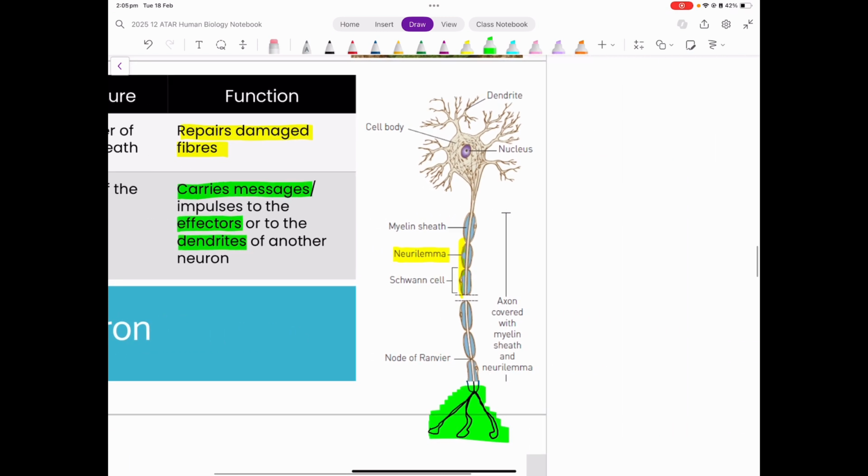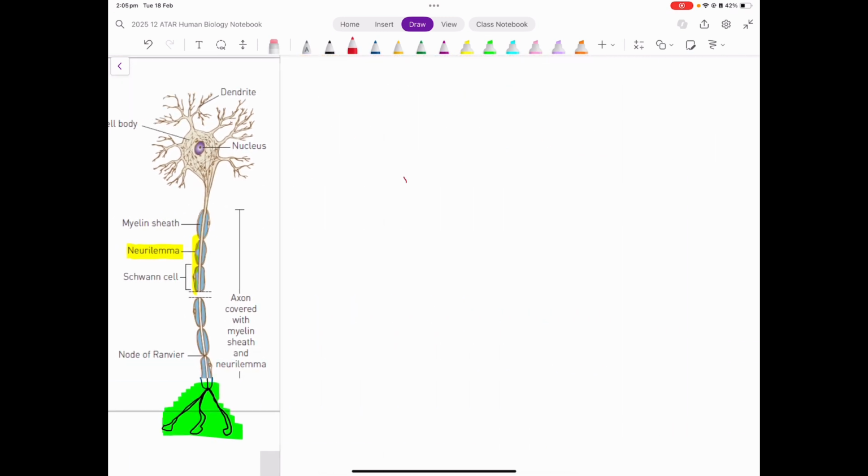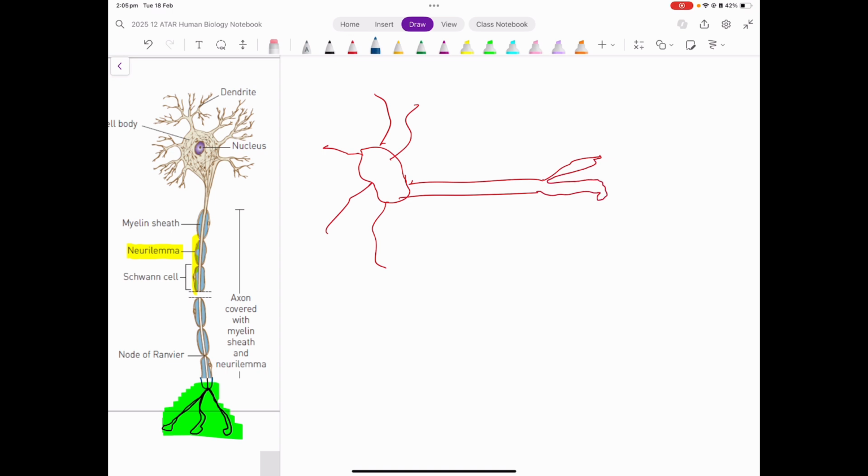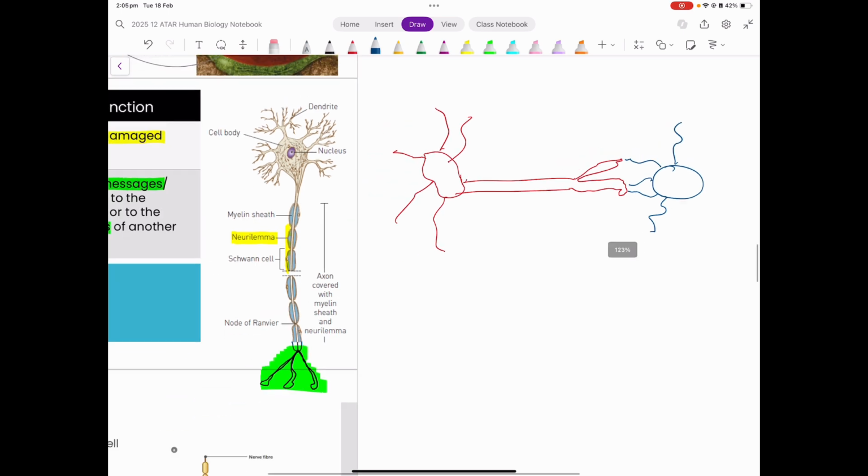So in this process, if we draw a bad one here, one neuron: cell body, dendrites, axon running through, axon terminals, and then I'll draw my next neuron in blue. You'll see, again, cell body, dendrites. Now, that's a mistake on my part because these two never directly touch, and that's something that we will refer to a little bit later on when we look at synapses.